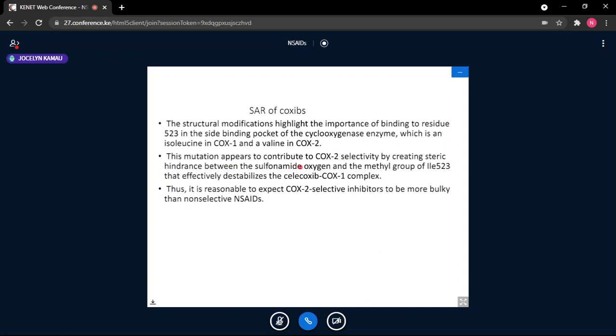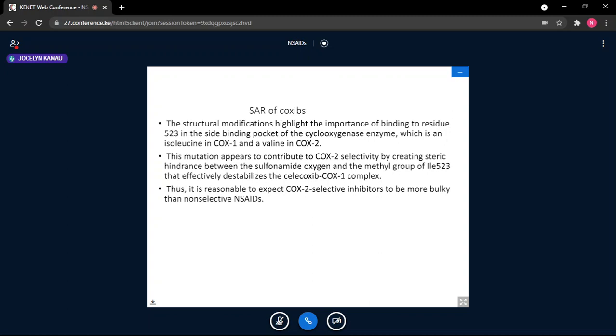This mutation appears to contribute to COX-2 selectivity by creating steric hindrance between the sulfonyl and the methyl group. So all we are saying is that once you have the isoleucine, it will not allow these drugs to bind. There will be steric hindrance and the drugs cannot bind. It is reasonable to expect COX-2 selective inhibitors to be bulkier than non-selective non-steroidal anti-inflammatories. So we are only saying they are bulkier because they want a lot of steric hindrance.